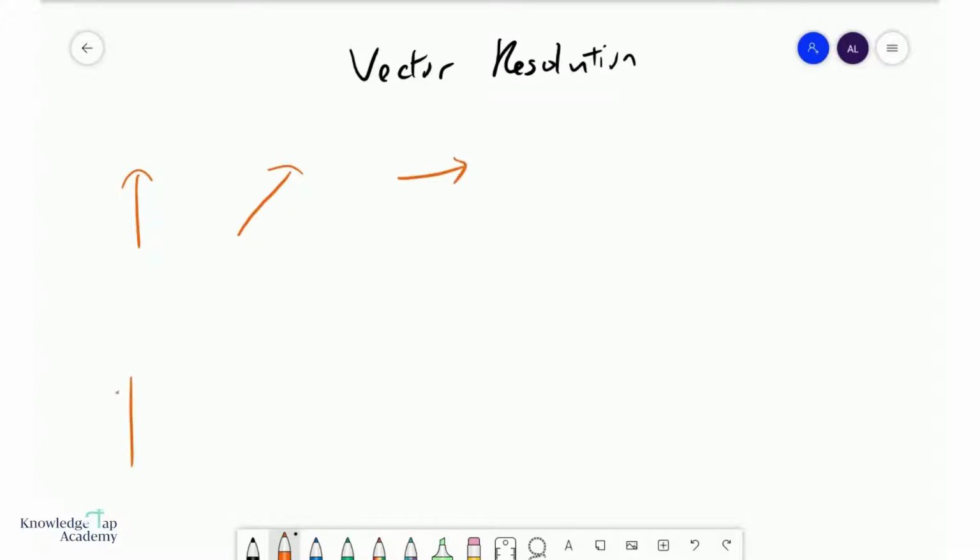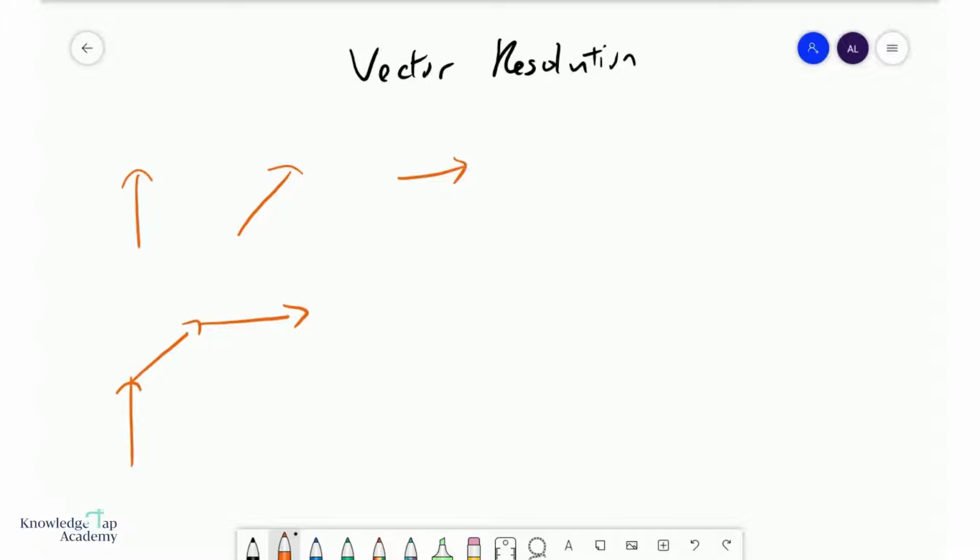Now, there is another way to add vectors together, and that is adding vectors by vector resolution. Now, this method can become extremely useful when you have to add more than two vectors together. Because imagine trying to add three vectors by the vector triangle method. You might get something like this, okay?